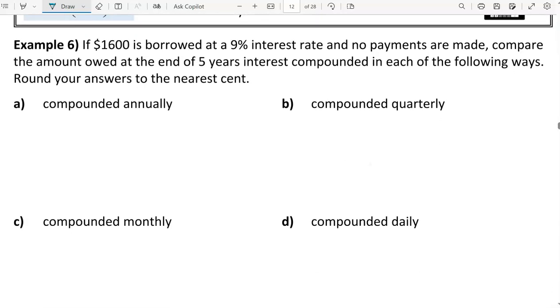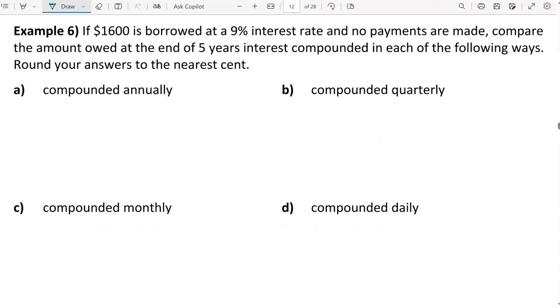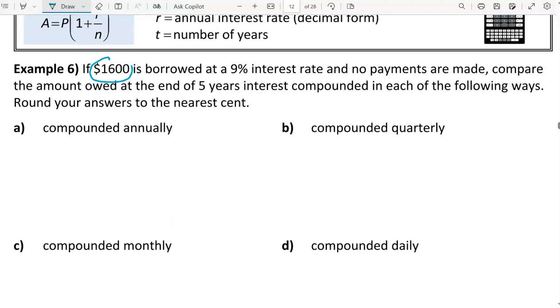So we're going to compare some compounding situations. If I borrow $1,600, that's going to be our initial amount, so that will be the value of P, or principal, at a 9% interest rate. That's going to be our annual interest rate, as R is equal to 0.09 in decimal form. And we're going to compare the amount owed at the end of 5 years, that's our T value, for interest compounded in each of the following ways, and then we're going to round our answers to the nearest cent.